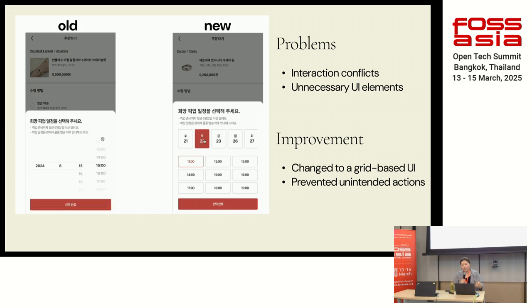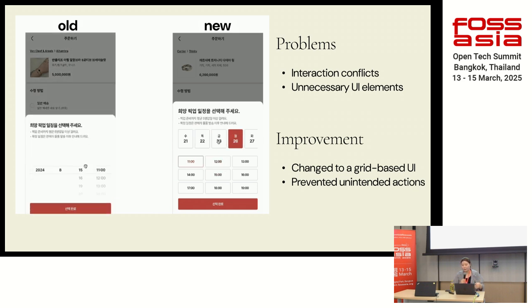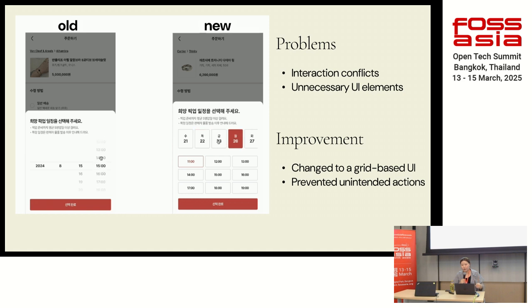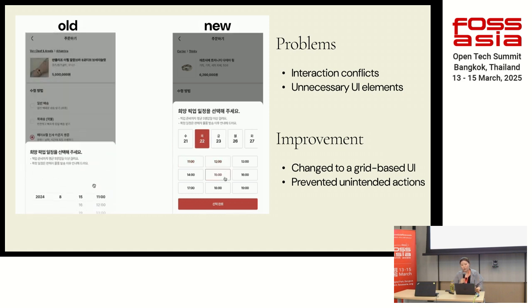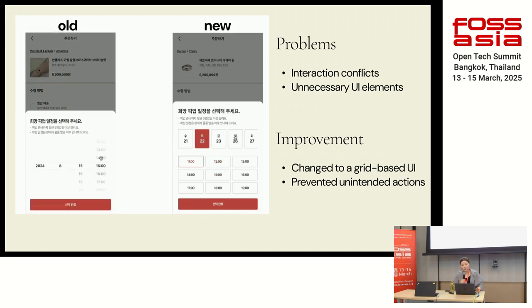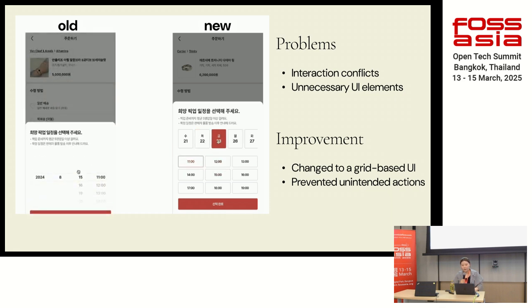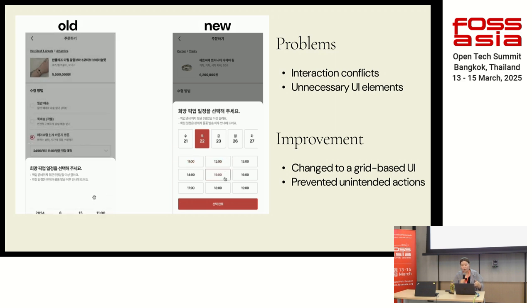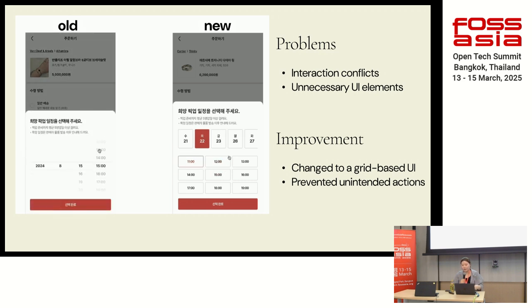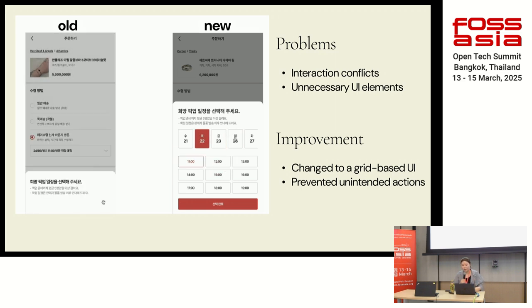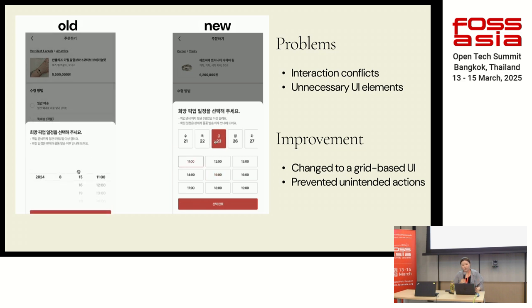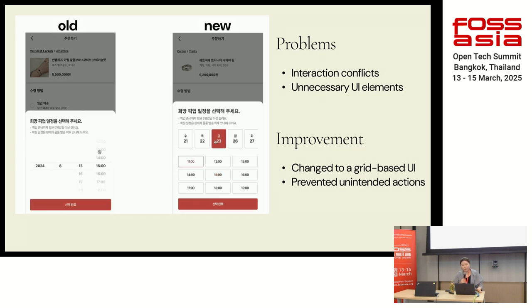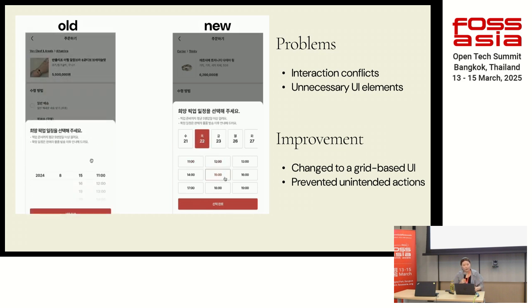Second, even though the month and time selection had limited options, the roller style UI made it difficult for users to quickly see what choices were available. Technically, we could have solved the gesture conflict by handling event propagation, but since there were multiple issues, we decided to improve the UI instead.